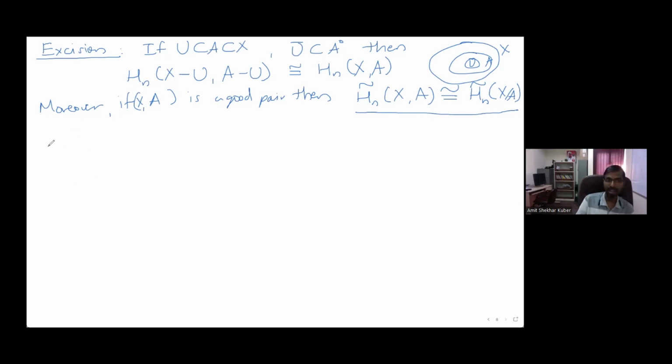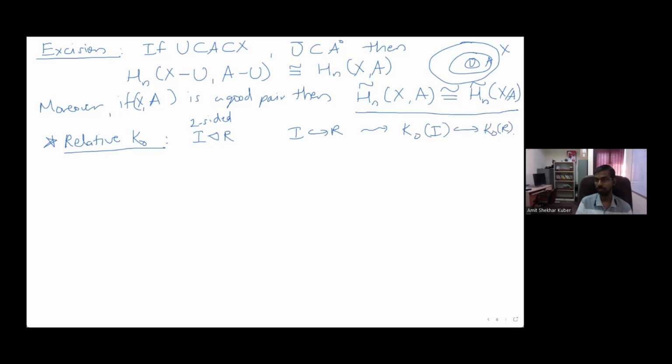So now coming back to algebraic K theory. We need to define relative K0. Our setup is going to be slightly different than this. We will be given a two-sided ideal I of R. And then because I includes inside R, we have a corresponding morphism from K of I to K0 of R.